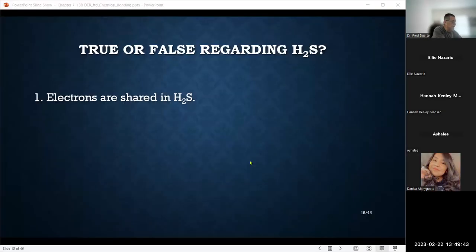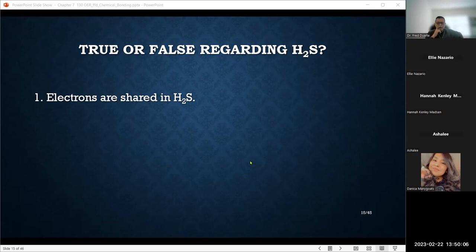All right, well, let us continue. Let's answer these questions here. The questions are true and false, and they're asking you about this compound, H2S. Now, obviously, I know you may not know what this is. That's okay. It's hydrogen sulfide.